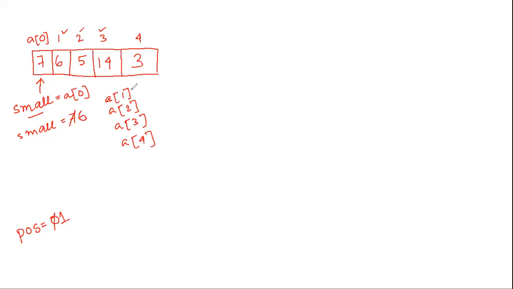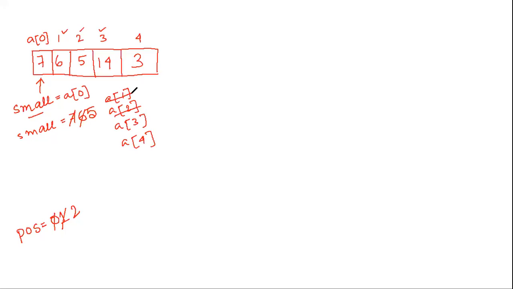This comparison is done. Now this 6, I will compare it with A2. Which one is smaller? A2 is 5. So again, I will write 5, and this position I will increment to 2. My checking with A2 is done. I will check it with A3. A3 is 14. So 14 is larger, right? So I won't do any interchange.